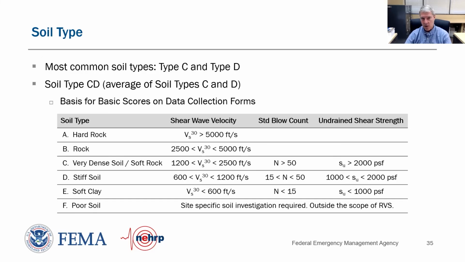Again, the most common types are our C and D soils, which is reflective of our basic score. But if we have something outside of that, we have to modify our scores, and that's where we get into a more involved process of determining exactly what our soil is if we can pull these parameters up.